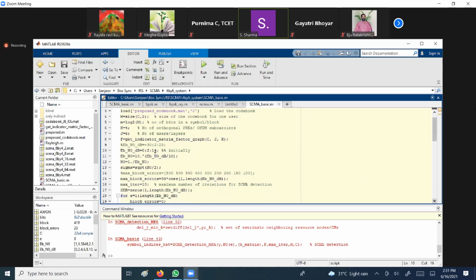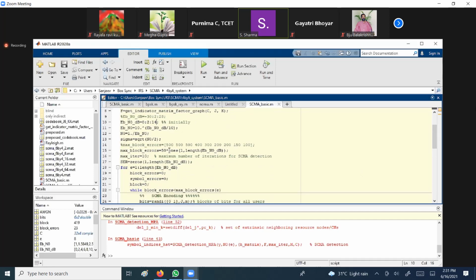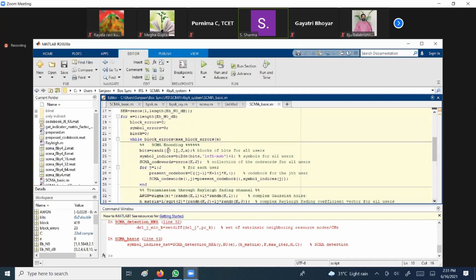Then I'm running the for loop. So how many errors we have to collect at each SNR. Then the maximum number of iterations for the message passing algorithm. Then this is the information. Then this information is mapped to the code book columns. As I already told you, that information is transmitted in terms of columns. Depending on the information, you can select the columns of the code book, then you can transmit. So this information bits is mapped to the code book columns.